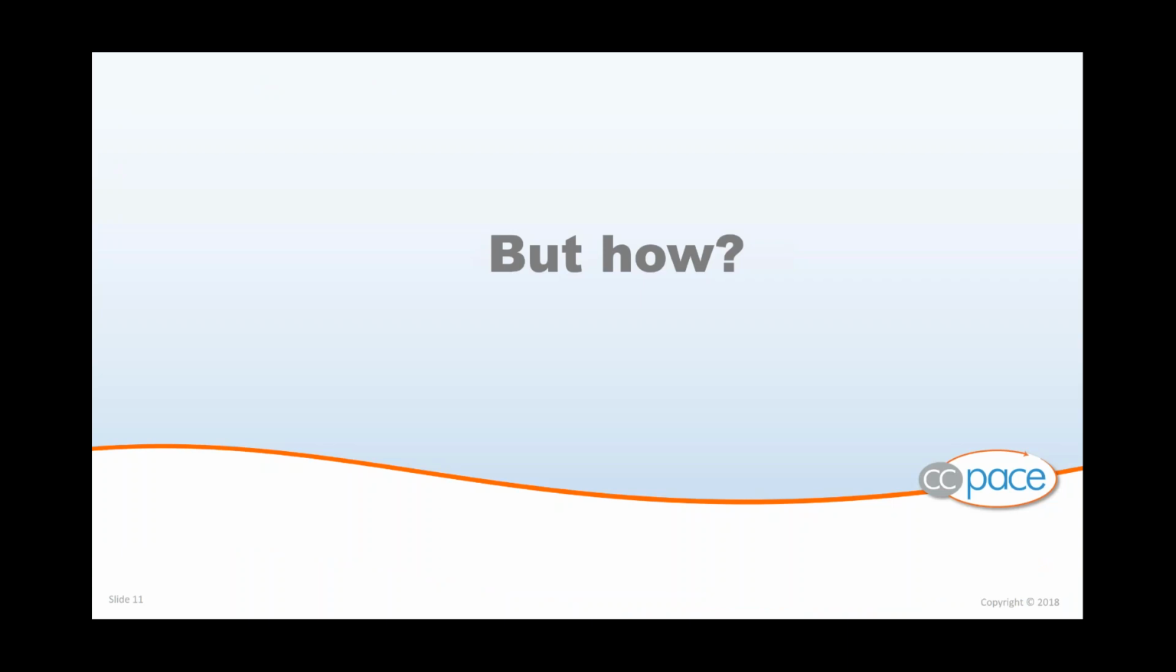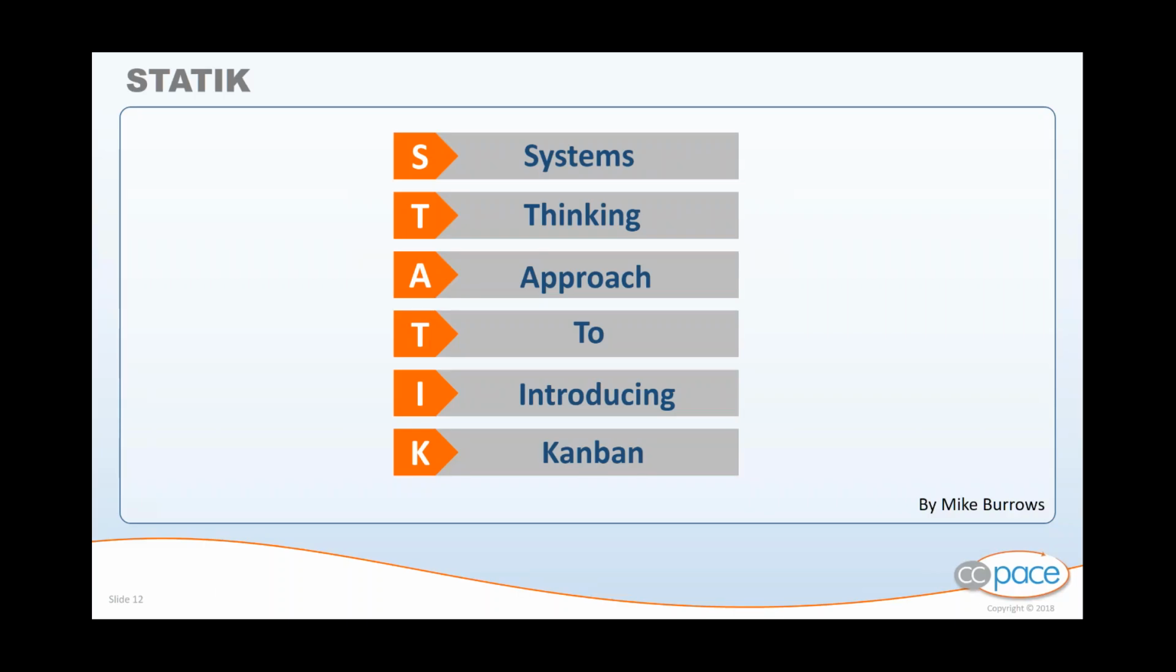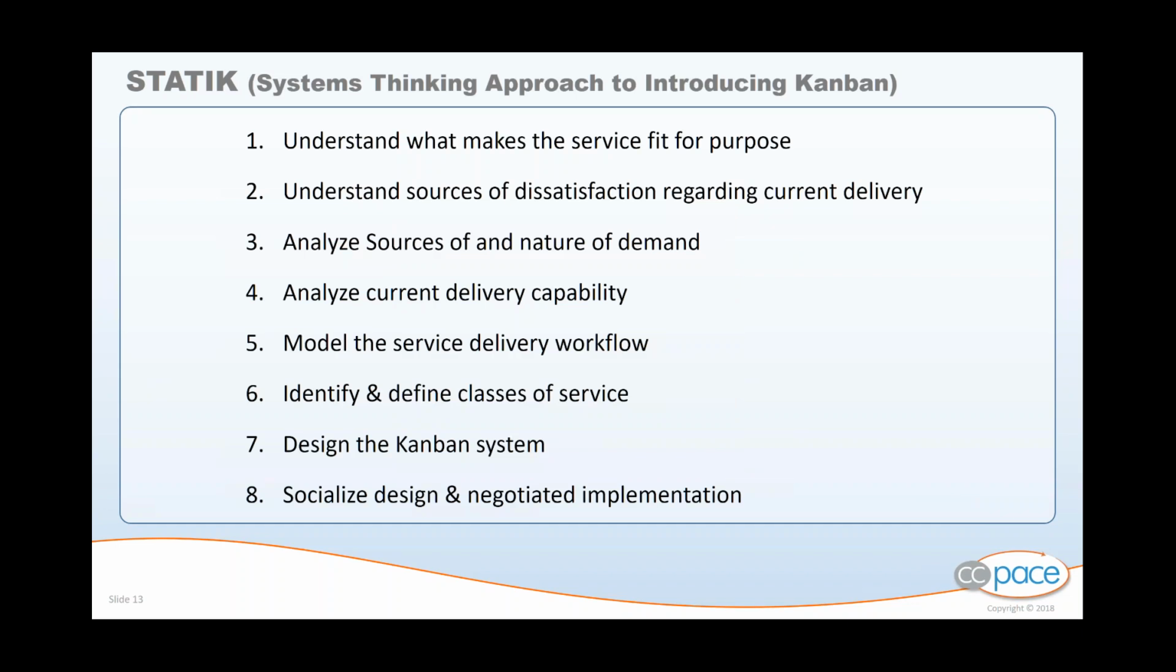So the original question: how do you solve dissatisfaction? Well, Mike Burrows wrote a book covering the STATIK approach. We want you to take a systems thinking approach to introducing Kanban at your organization. The system being from the time your order, your phone call, your request comes in, all the way through to when we deliver it. And the steps for STATIK are nicely laid out for us, 8 steps.